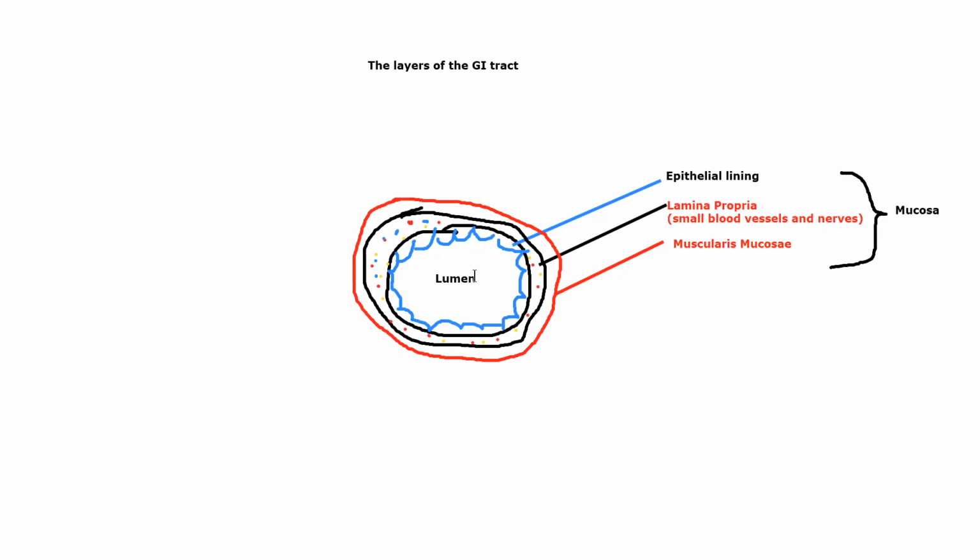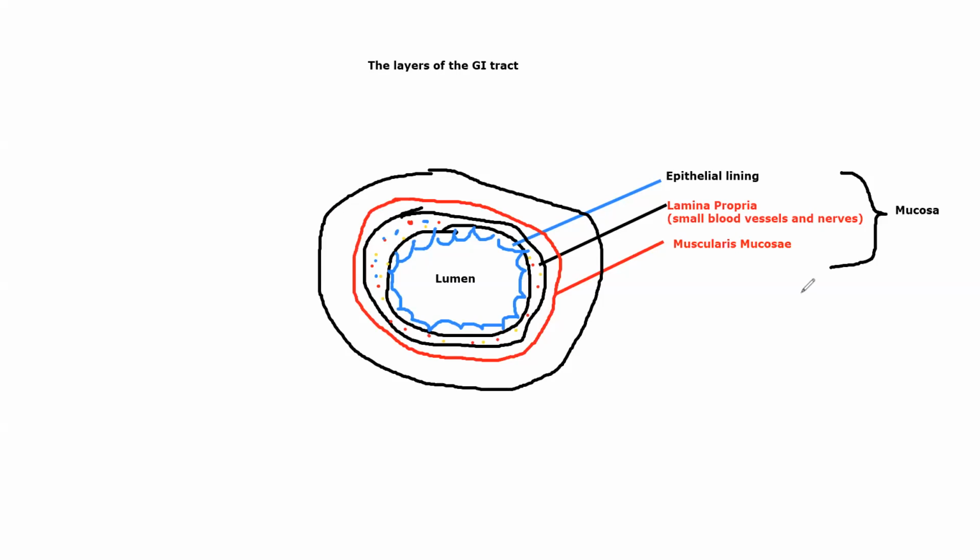Okay, so that's the innermost layer, the mucosa, formed by the epithelial layer, the lamina propria, which is a connective tissue layer where we've got small vessels and nerves, and then the muscularis mucosae, which is a small bit of smooth muscle found in the mucosa. Now, outside of the mucosa, we have the submucosa. And the submucosa is another connective tissue layer where we have much larger vessels and nerves. And here we have the enteric nerve.